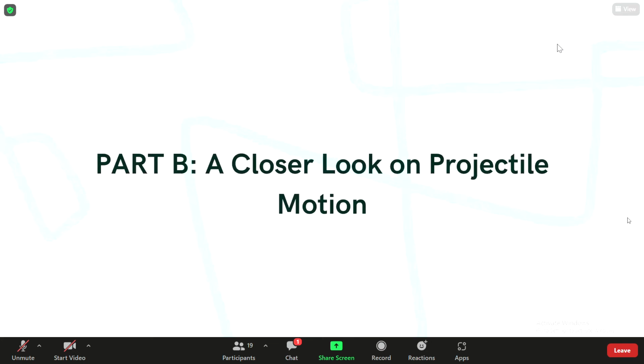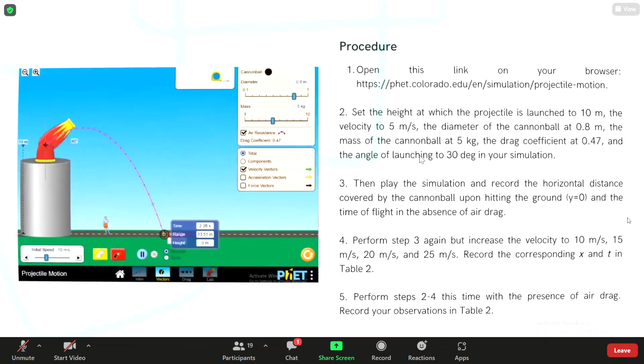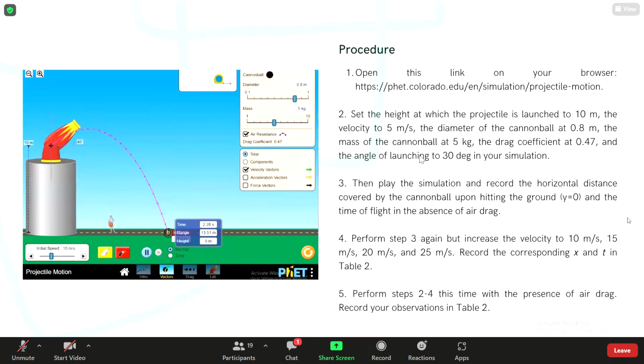In Part B, a closer look at projectile motion, we are going to use our PHY simulator. First, we open this link on your browser. Then, we set the height at which the projectile is launched to 10 meters, the velocity to 5 meters per second, the diameter of the cannonball at 0.8 meter, the mass of the cannonball at 5 kilograms, the drag coefficient at 0.47, and the angle of launching to 30 degrees in your simulation.